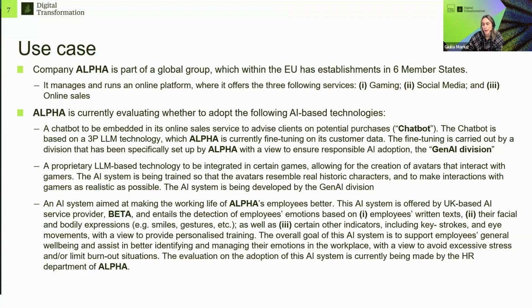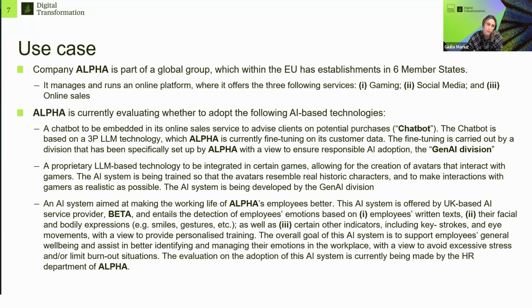So we have a company Alpha that is part of an international group established in the EU. Company Alpha manages and runs an online platform where it offers three different services to European customers: a gaming service, a social media service, and an online sale platform. And Alpha, like many of you, is currently evaluating whether to adopt some AI-based technologies.